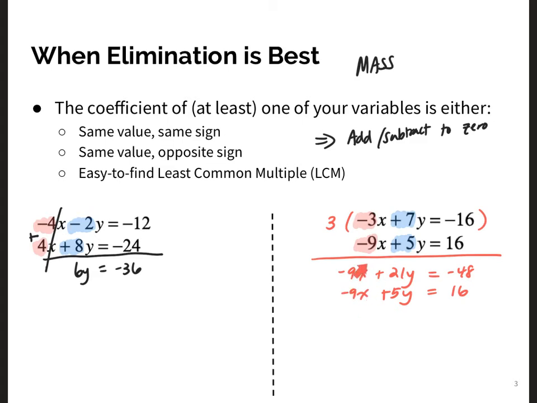And then once again, because I have this x variable in both my equations, where my coefficients are the same value and same sign, I can very easily just subtract my equations. Negative 9x minus negative 9x eliminates the x variable. And so I have 21y minus 5y, which is 16y, equals negative 48 minus 16, which is negative 64. And then once again, I end up getting a single variable linear equation that's really easy to solve.